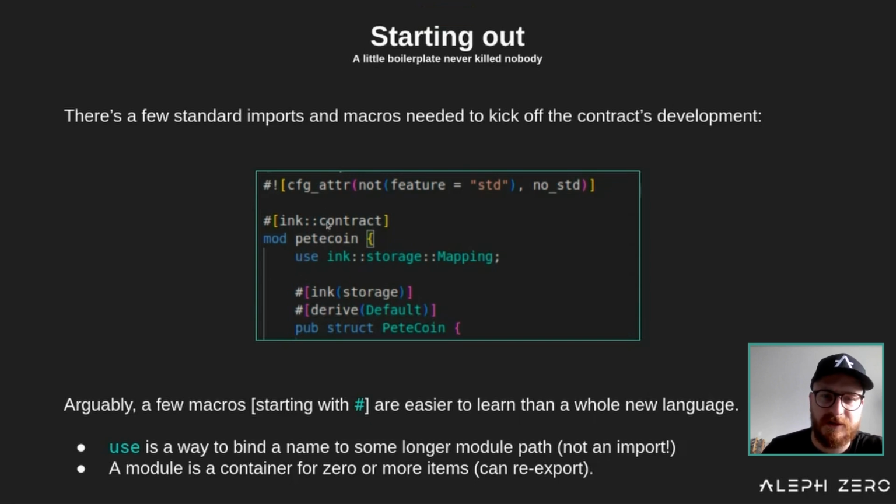The first one has to do with Ink contracts not using the regular standard library. They have their own little standard library just to make it compile to WASM easily and not be bloated. Then there's the Ink contract macro.